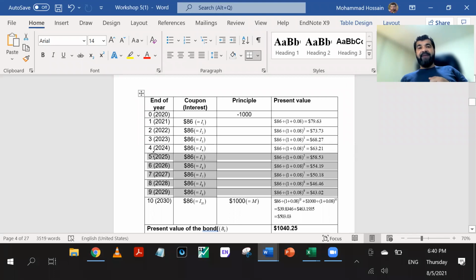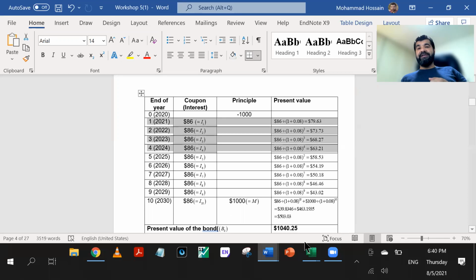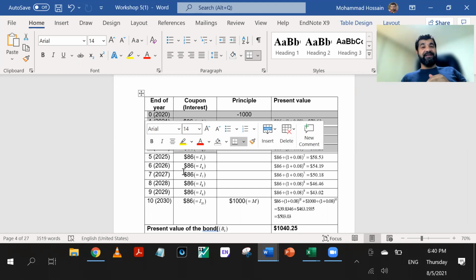Or let's say after the 4th year, you say you want to close it up. I'm not waiting for 10 years to get 1040. I just want to stop it here, at the 4th year. How much interest did I earn? That time it will not be 8.6%. It will be different. 8.6% was set on the basis of 10 years.